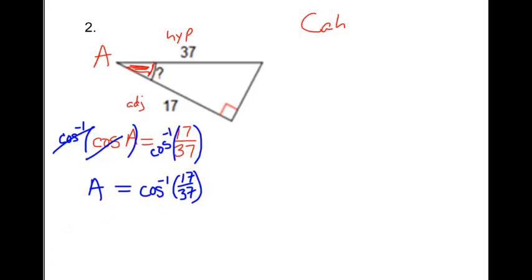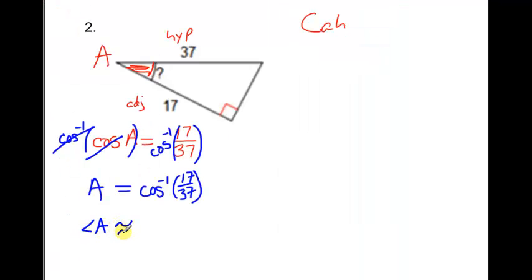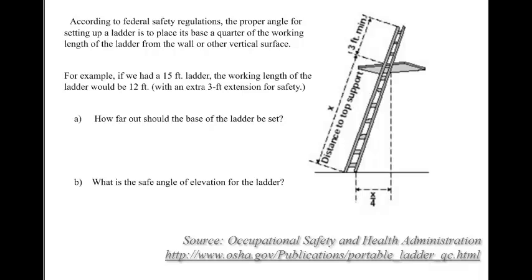Let's do it. We'll take the inverse cosine of the fraction 17 over 37. Let's see what angle this gives us. Our angle is 62.6 about. Our angle A is about 62.6 degrees. See, this isn't bad. Okay, maybe it is. Word problem. Okay, nah, we can do this.